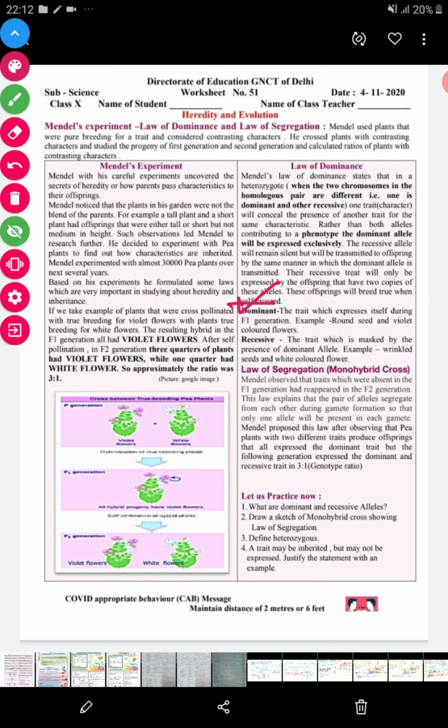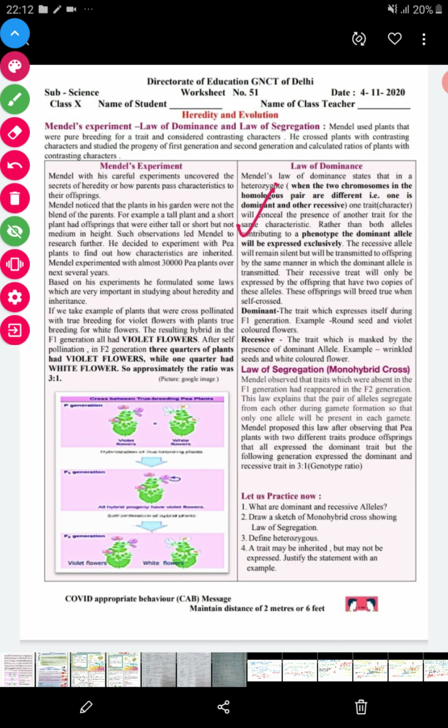So what are dominant traits? The trait which expresses itself during the F1 generation, for example round seed, violet flower, as well as tall plants. Recessive, those traits which are masked by, hidden by the presence of the dominant allele, for example wrinkled seed, white color flower, as well as dwarf plants, right? This is the law of dominance.